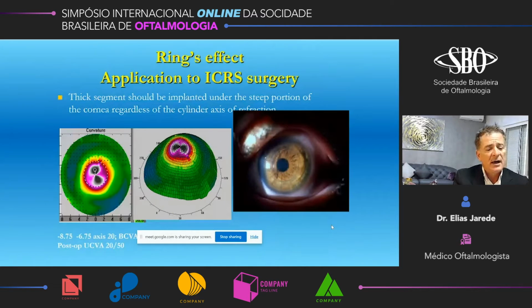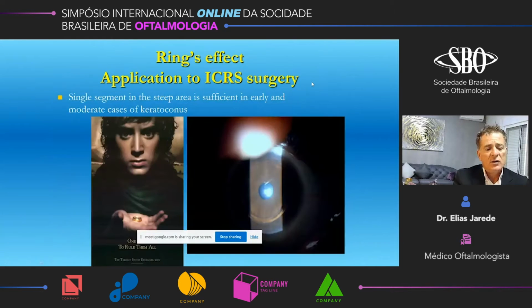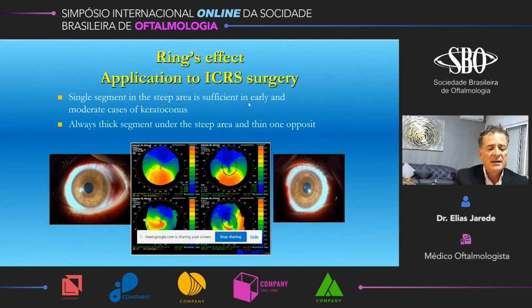So this understanding, we call the topography guided nomogram, would imply that the ring should be implanted always under the steep cornea in keratoconus, regardless of the astigmatic axis. So with the topography guided nomogram, we choose the steep area where we have to implant the ring. Again, 1 or 2 rings, that depends on the refractive power and the amount of the irregularities to be corrected. Here is a patient with bilateral keratoconus, in the right eye pretty much similar to the left eye, but with low refractive power. We inserted only 1 ring inferiorly.